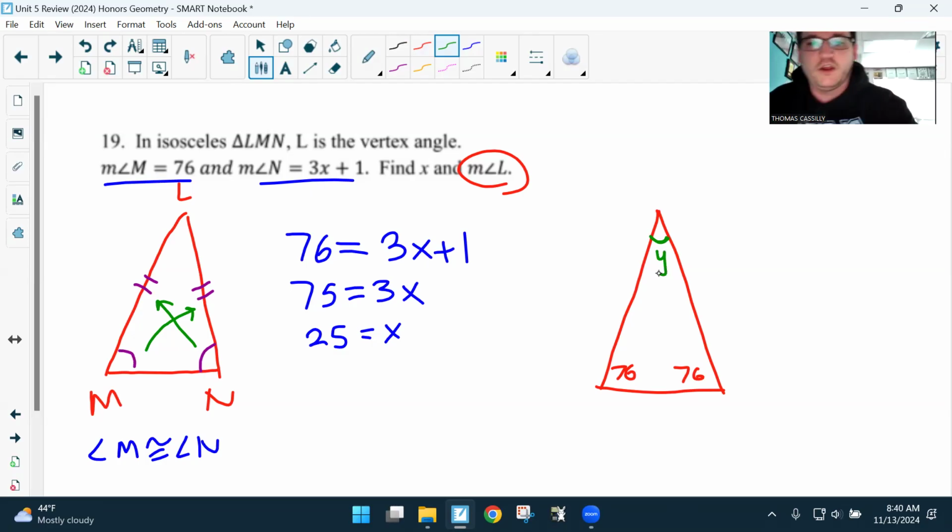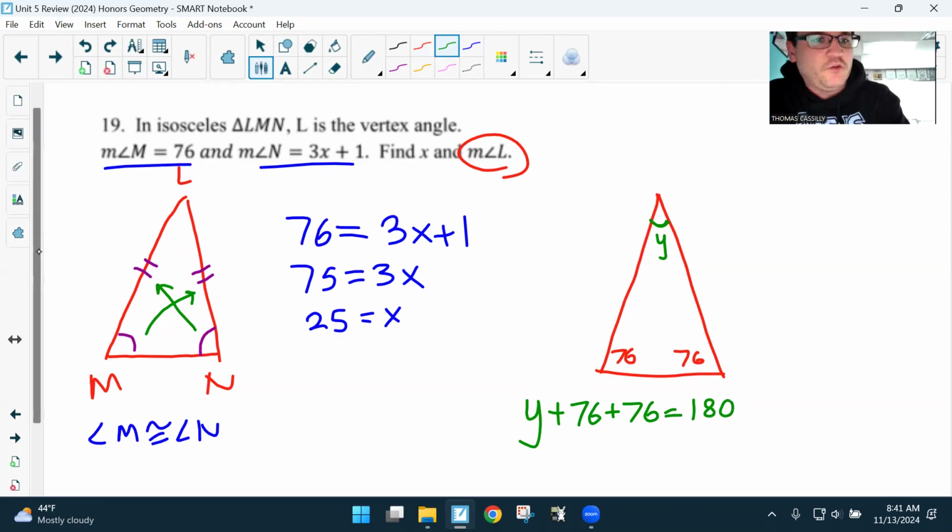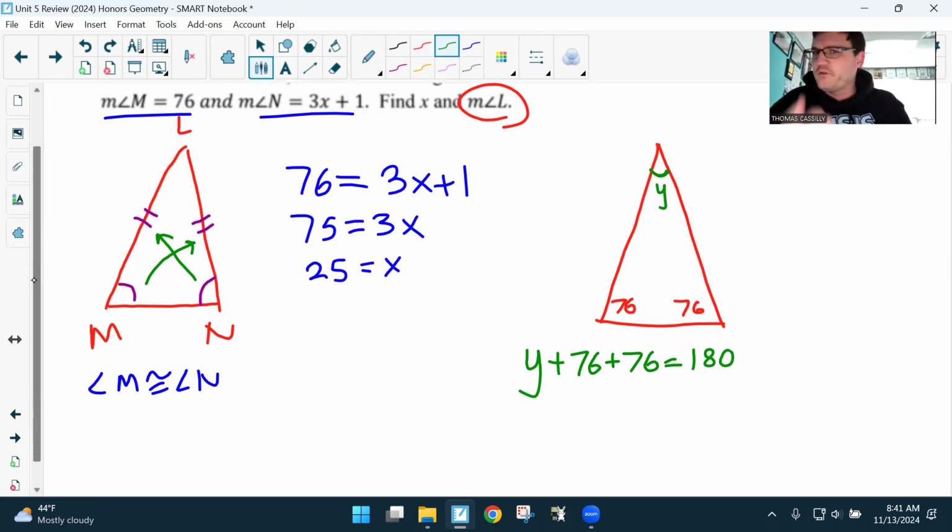Well, what do we know about triangles? Every single triangle, no matter what it looks like, equilateral, scalene, isosceles, whatever you want, you take all three angles and add them together, and they are going to equal 180 degrees. That is the triangle sum theorem. I think that was the first thing we proved in this unit. So let's just make that equation and solve for y now.